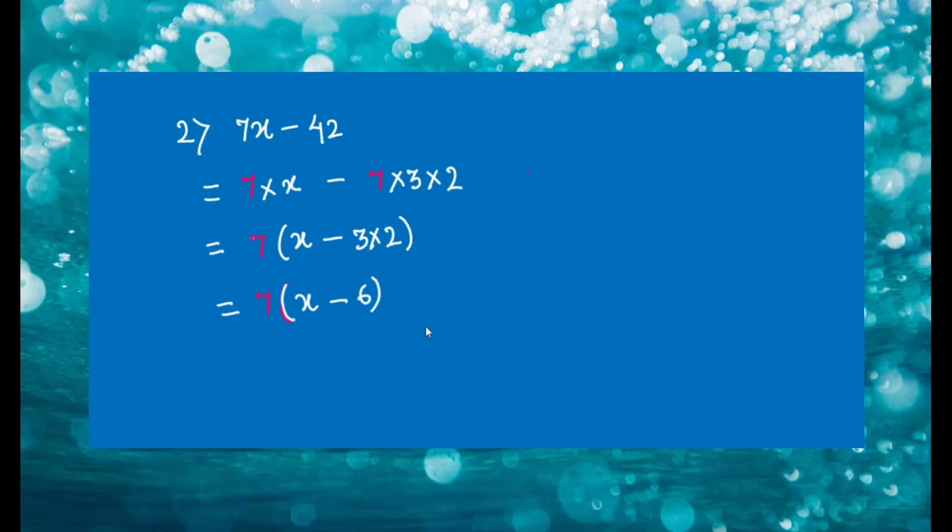Now let's make the rectangle and find out its dimensions. Split the area. Find the sides. Clearly the common side is 7. And the dimensions of the bigger rectangle are 7 and x minus 6.